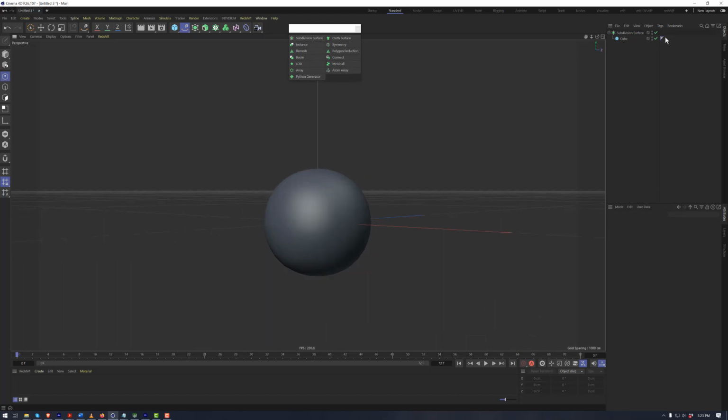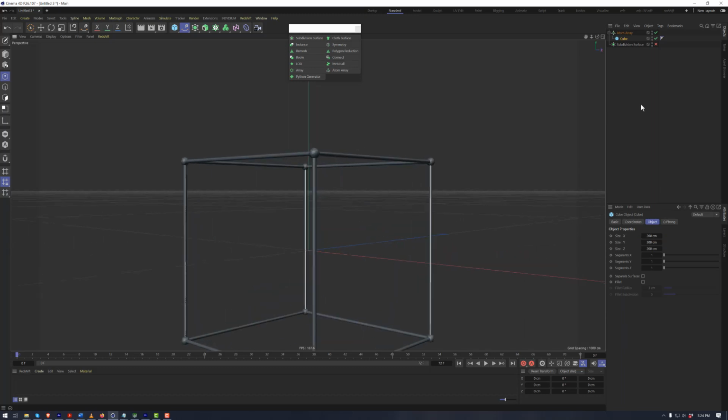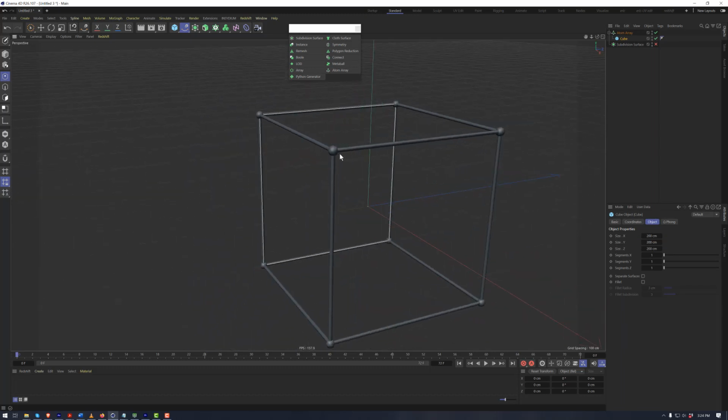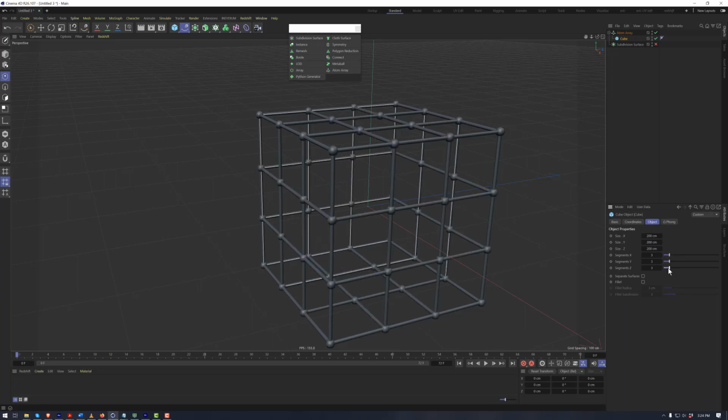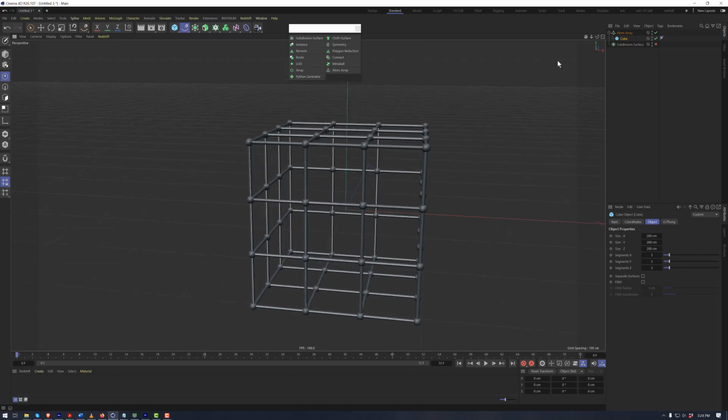We also have the ability to use something called the atom array. If we take the cube and we place it as a child of the generator, we see now that all the lines of the cube have a cylinder, and all of the vertices of the cube have a sphere on them. So if we were to increase the segments of this cube, we see that we're getting a much more detailed lattice work generated by the atom array.